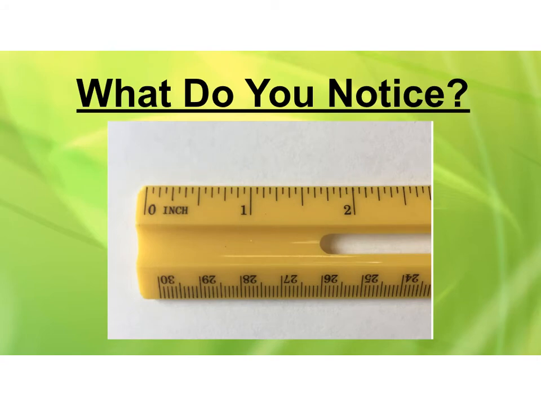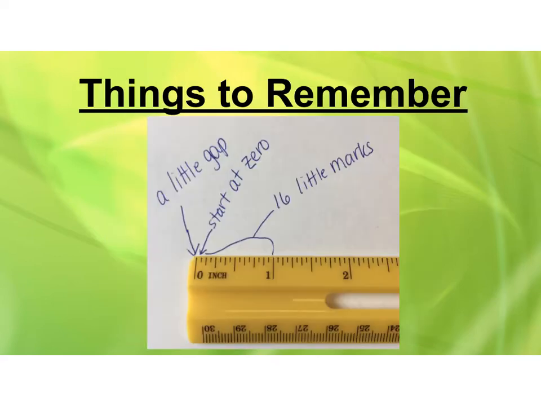So here's our ruler. And just think about things that you notice. I noticed there's a little gap at the end. So right there, I don't want to hold the end of the ruler at my point. I want to hold 0 at my point. So make sure you're starting at 0. The other thing I notice is how many little tick marks there are, and there are 16 there. So that's going to help me when I'm measuring to be a little more specific in my detail.